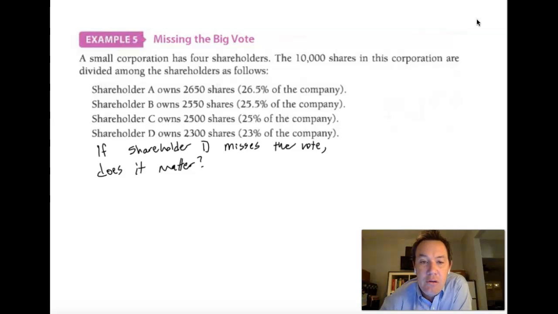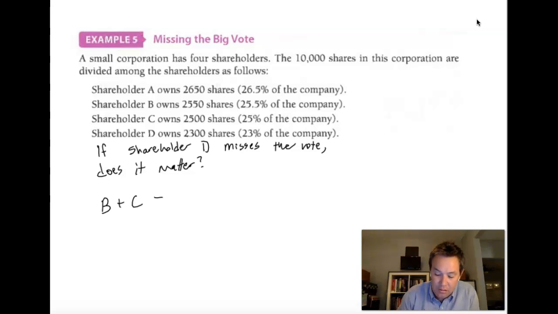and they hold a vote, and shareholder D misses the vote. Does it matter? Well, it might seem like it should. Shareholder D owns a pretty large chunk of the company, 23%. But the issue here is that any combination of 2 other voters will form a majority.